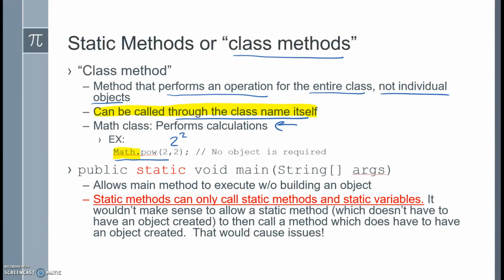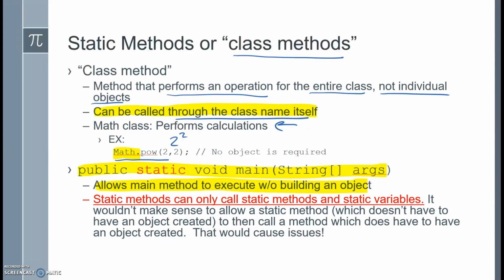Another example of a static method that we've seen is public static void main. And we've written this line of code so many times. And the reason why this method has to be static is because it allows the method to execute without building an object. If you think about it, our main method is in our driver program. And we don't first create an instance of the driver, we just run the driver. And that's because this method is in fact static. It does not need an object made first.